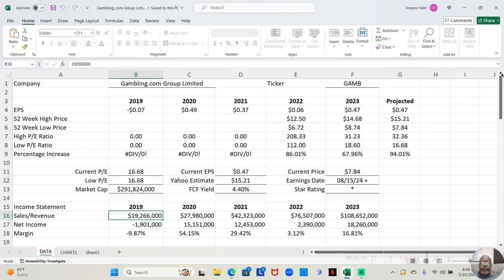Now, if we look at their current PE, the low PE in 2022 was a staggering 112. In 2023, it came back more down to earth, 18.60. Well, now it's beneath that, 16.68. So we may be catching it at the point where it's ready to move back up. Now, this stock has a 4.40% free cash flow yield.